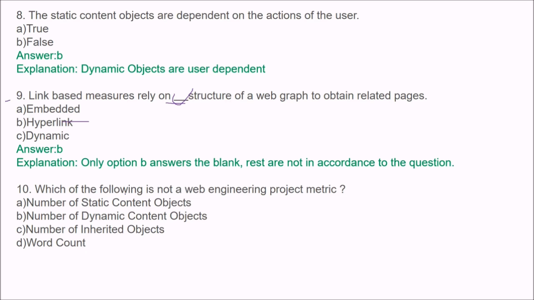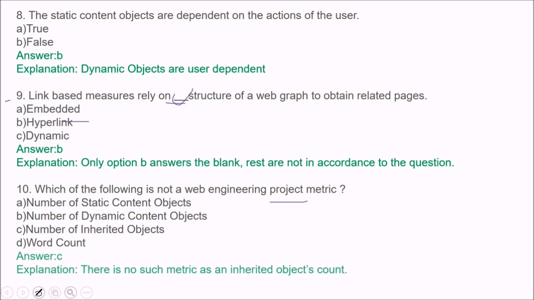So which of the following is not a web engineering project metric? Can you answer? These are the options for you, four options. The answer is, there is no such metric as an inherited object count. So this is not a web engineering project metric. The web engineering project metrics are number of static content objects, number of dynamic content objects, and word count.